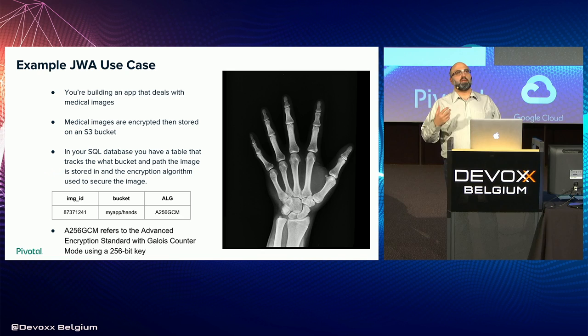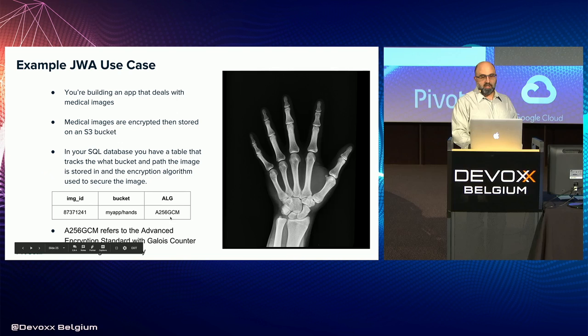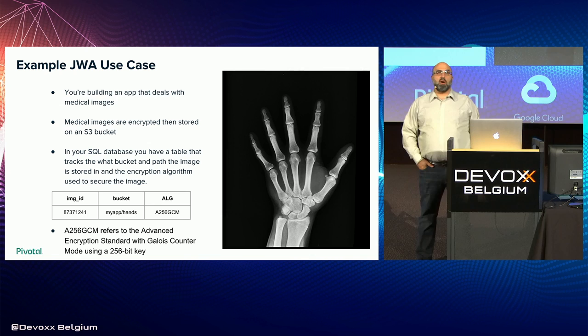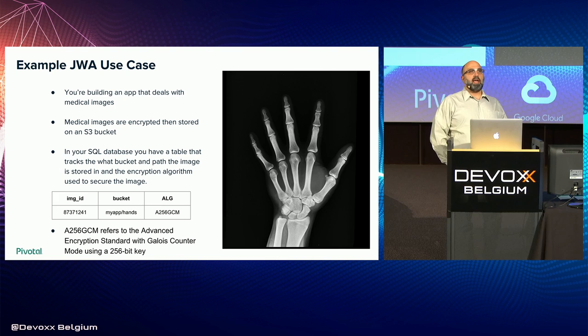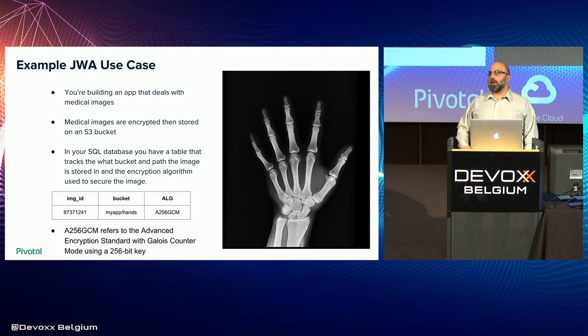Okay? Again, as a developer, I can see A256GCM stands for the Advanced Encryption Standard with Galois/Counter Mode using a 256-bit key. Do I need to know anything about how to implement that algorithm? No. I would have worked with my InfoSec team, and my InfoSec team would have told me, hey, Adib, this is a list of the approved ciphers that we should be using. And I would just use those in my app.